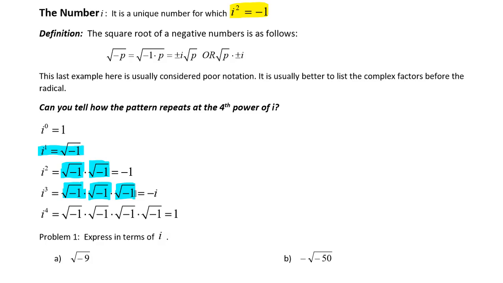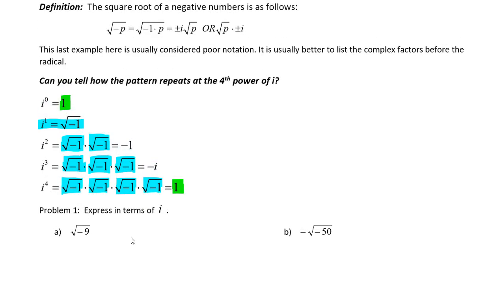And lastly, we have i to the fourth. i to the fourth, once again, is the square root of negative 1 multiplied to itself 4 times, and we get 1 out. See how i to the 0 and i to the fourth are equivalent. The pattern repeats at the fourth exponent.